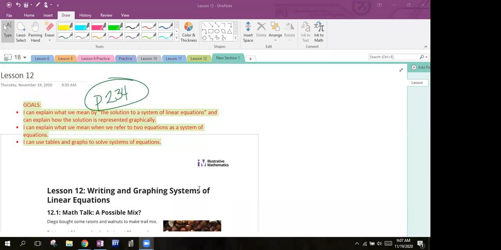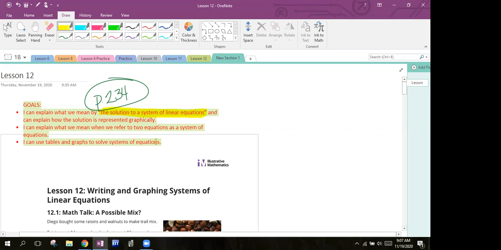All right, so we're in lesson 12. This is on page 234. Here are your goals. You do need to write these down, so if that means you need to pause the video and write them down, go ahead and do that. It says, I can explain what we mean by the solution to a system of linear equations.